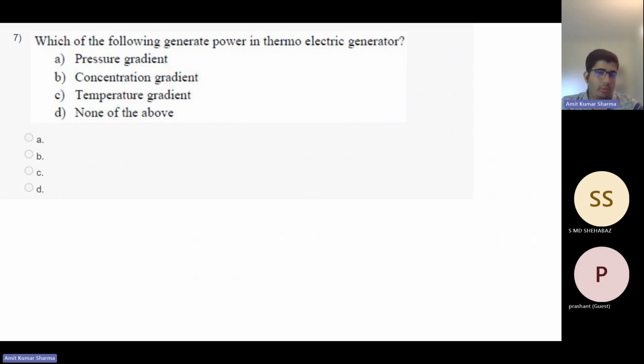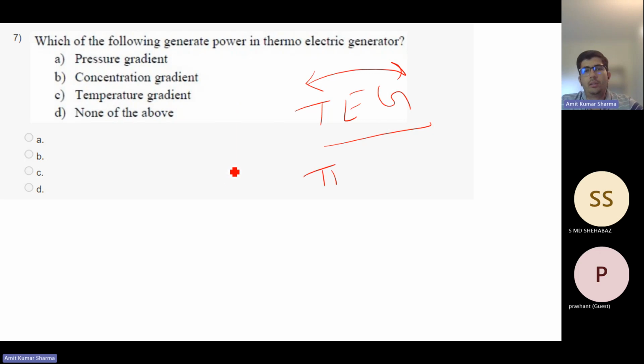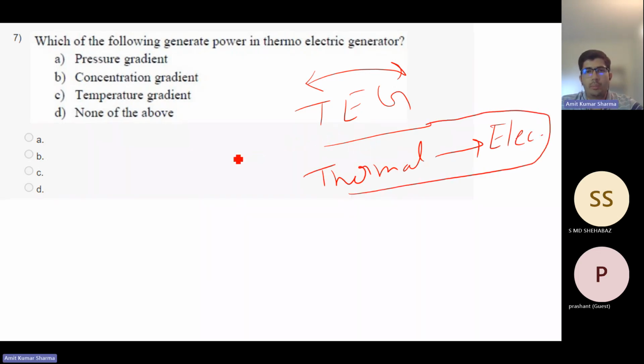I think you are going in the wrong direction. It's TEG, thermoelectric generator. So the basic meaning of this is thermal to electrical. That is the main concept. There is no mechanical part. So the direct heat energy will be converted into electrical energy.